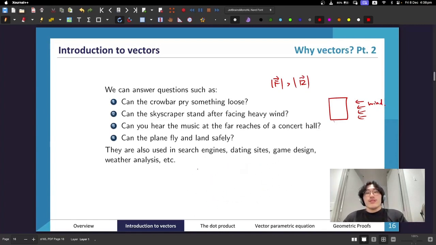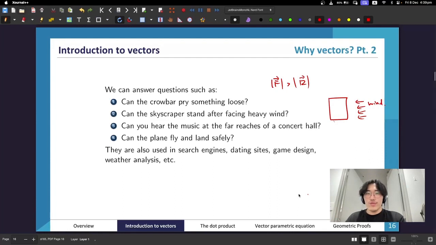And they're used in search engines. So let's say your search will have multiple different criteria: relevance, time, category, whatever. And then Google might use some sort of algorithm to check what's the closest result to this vector, and then they'd serve you that search result. Dating sites would be very similar, but with people instead.